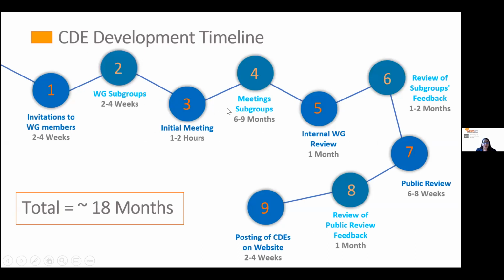So this is the CD project at NINDS. So we start with inviting the working group members, based on their expertise. And then I'm not going to go through the whole process, but we have internal meetings, which takes most of the time here, the 6 to 9 months, the meeting subgroups. Then we do an internal review. Then we go to a public review, incorporate those changes or those recommendations, and then we post them on our website. And in total, it's approximately 18 months, the whole process. So it's a lengthy process.